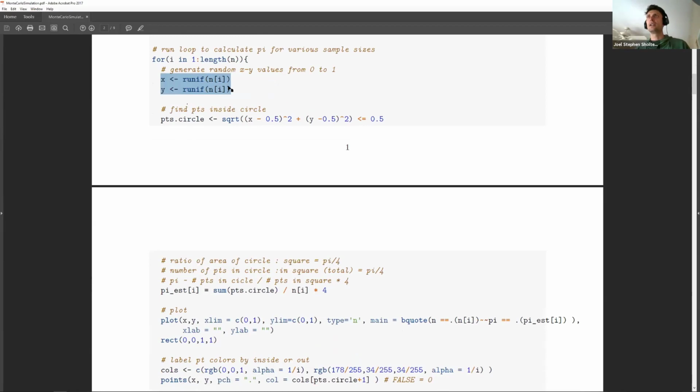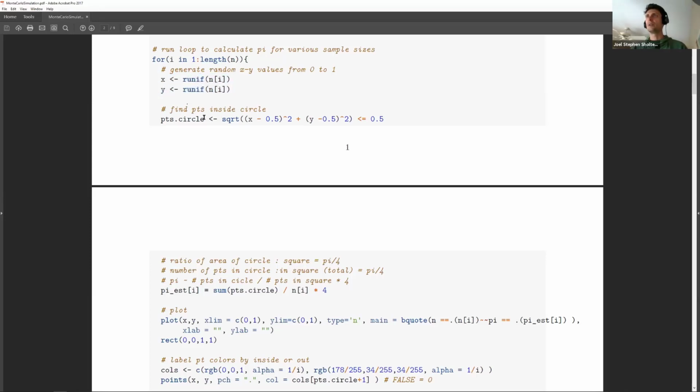So for x and y, I use runif. R is for random, and unif is for uniform. The uniform distribution is simply equal probability of any point between 0 and 1. So it's just a flat PDF. That means if I give it 1,000 for n, it'll give me 1,000 random values between 0 and 1 that have equal probability of occurring. There's no curve here. It's just totally flat, equal chance. So I do that for x and y.